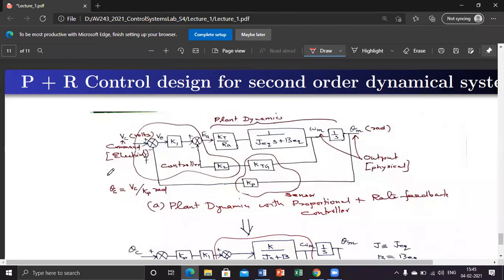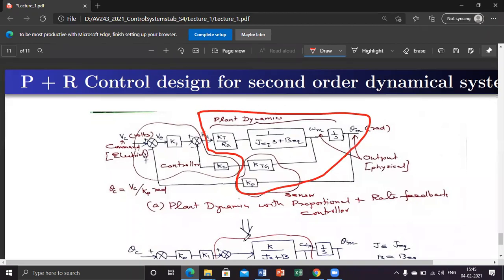This is the total picture of the closed loop system. What we have seen now is EA into KT by RA into J equivalent S into B equivalent. Up to this we have seen the KT, G, KP. So we have seen up to this, and we derived the dynamics equation.